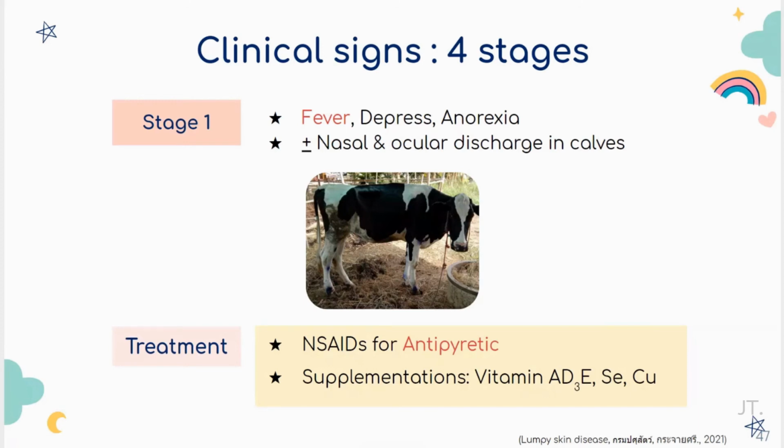Clinical signs of lumpy skin disease are divided into four stages. Stage 1: cattle show signs associated with a fever, depression, and anorexia. Some calves may have nasal or ocular discharge. At this stage, NSAIDs are recommended as antipyretics, and vitamins, especially vitamin A, D, E, selenium, and copper, are used to keep animals healthy and immune.